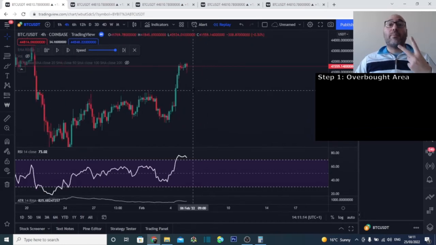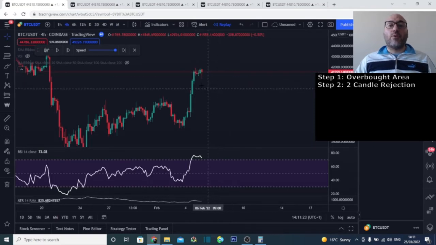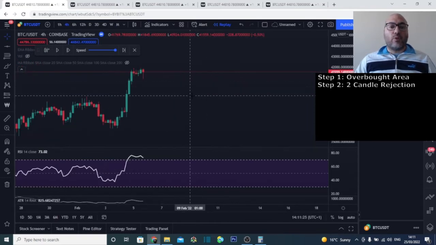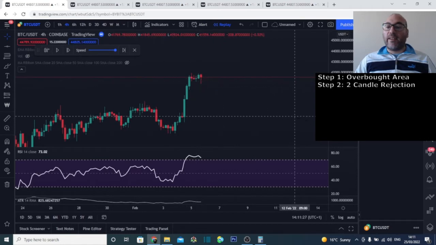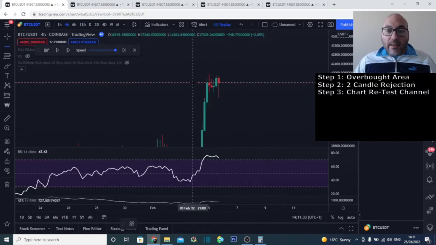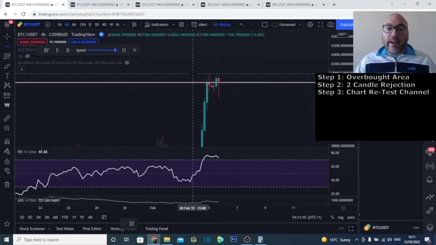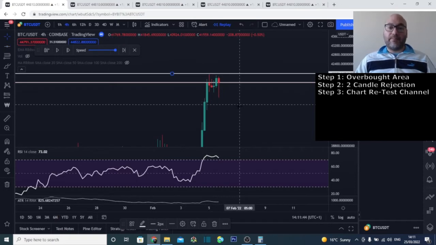Okay, so step 2. We want a 2 candle rejection to furthermore have some type of U-shape pattern. The 2 candle rejection, we got it right here, although they are very small. So step 3, we're gonna chart a channel between the highest close of the candle before the rejection, and the highest wick. That is step 3.